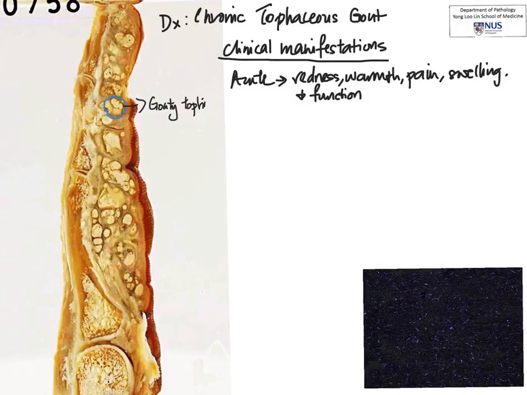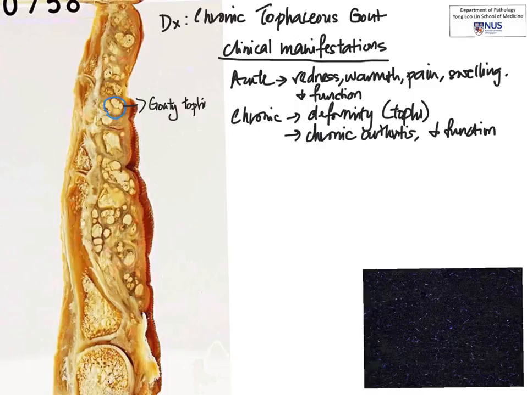And it's important to examine the fluid under the microscope so that we can distinguish between an acute gouty attack versus septic arthritis. Now, moving on to the chronic clinical picture. There can be chronic arthritis, loss of function, as well as deformity due to the actual tophi.